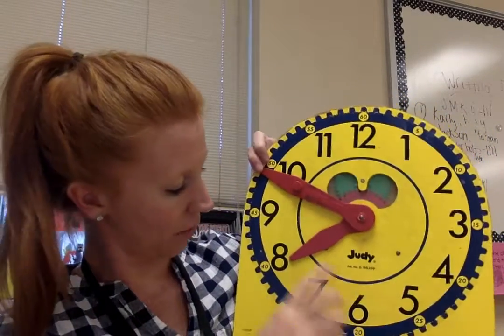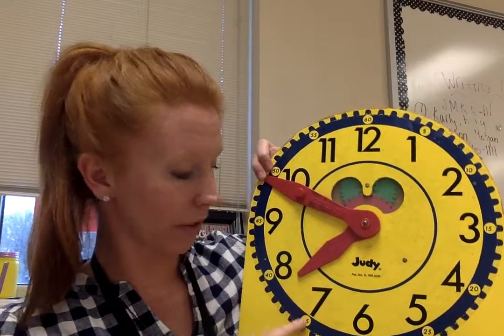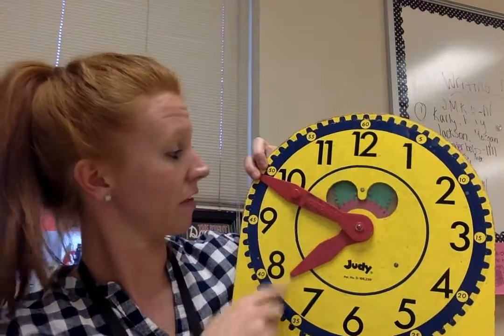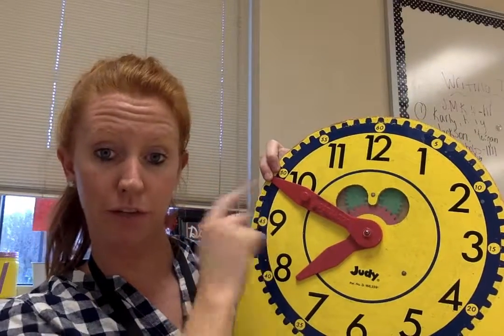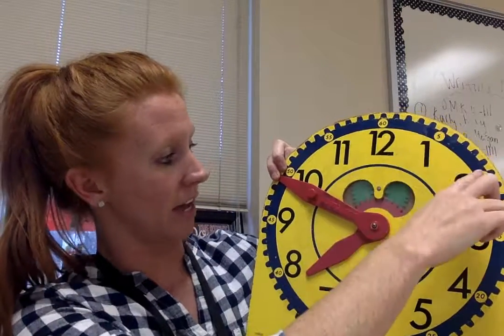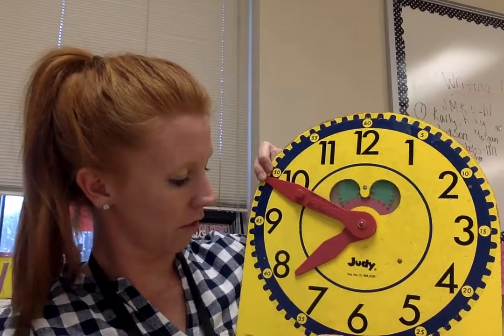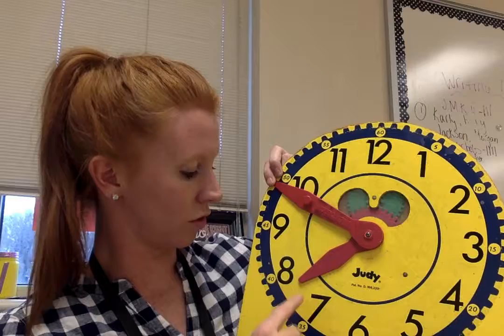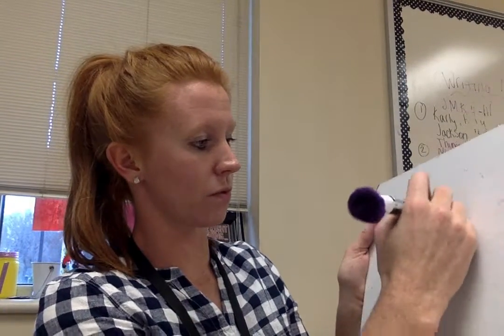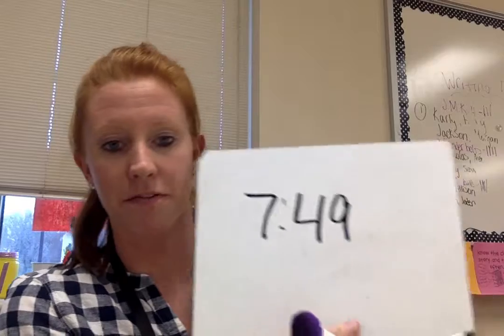So we know that the hour is in the 7 o'clock hour still, because it's in between the 7 and the 8. And in the 10, we can count by 5s all the way till we get here, and then we'll count by 1 for each tick mark. So we have 5, 10, 15, 20, 25, 30, 35, 40, 45, 46, 47, 48, 49. So it's 7:49. What you have written down should look like this. 7:49 for number 5.